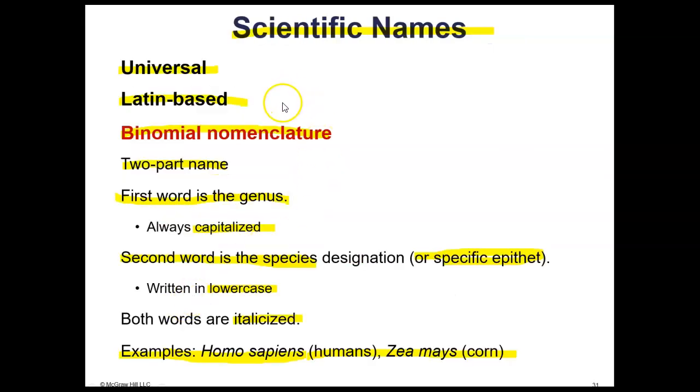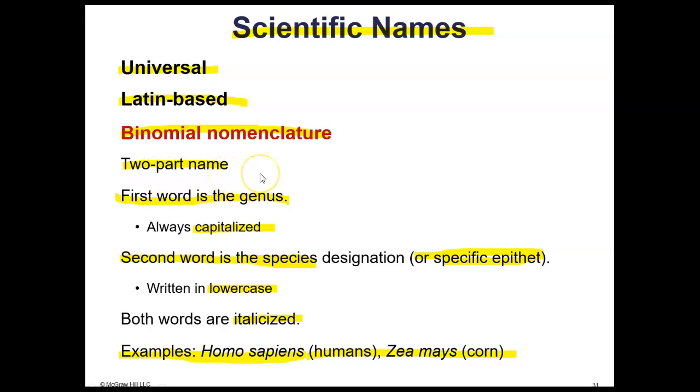Okay, scientific names are universal and Latin-based. In other words, the scientific name is the same no matter what language the scientist uses for their everyday language. That way, people who speak different languages will always use the same name for the organisms that they're discussing. So, the way that organisms are named is a process called binomial nomenclature, which means 2-part name.